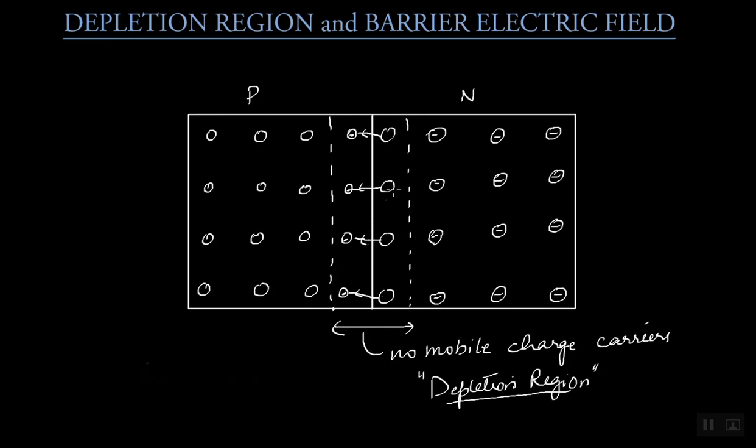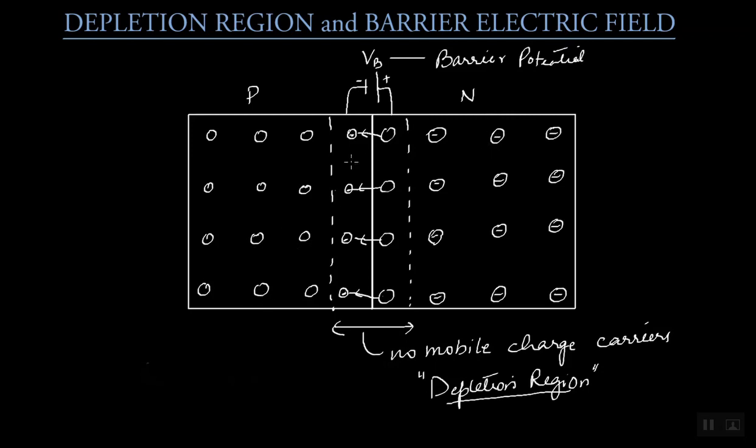Another thing, what happened here? The holes which are on the N side will have a positive potential, because holes are positive charge, right? And these electrons which are on the P side will have a negative potential. So because of this, there is some kind of potential difference across the junction, and this potential difference is denoted by VB, which is called the barrier potential, or potential barrier.